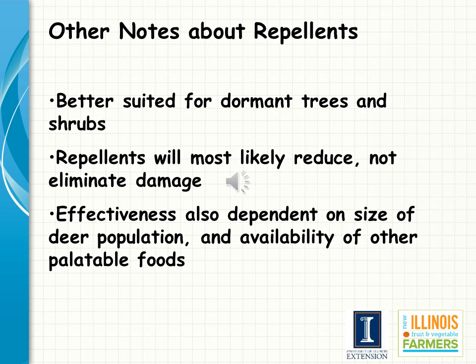As mentioned earlier, repellents are better suited for dormant tree protection. Research trials have demonstrated that, at best, browsing damage is going to be reduced, not eliminated. As with all repellents, the effectiveness may also be reduced by high deer populations on your farm. And if the deer don't have an alternate untreated food supply, the deer may ignore the repellent and eat the treated plants. In addition, there are some individual deer that will ignore the repellent even when other food resources are abundant.